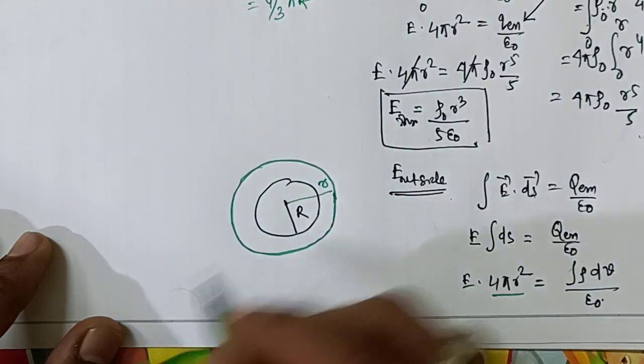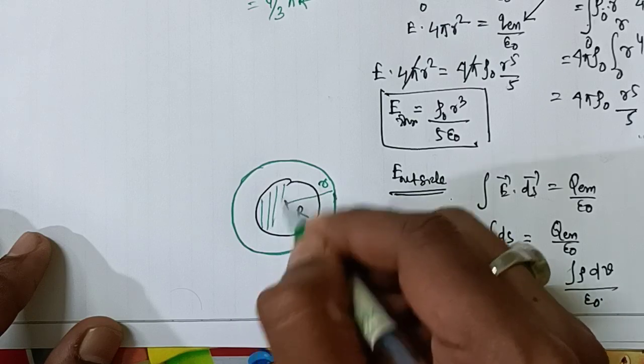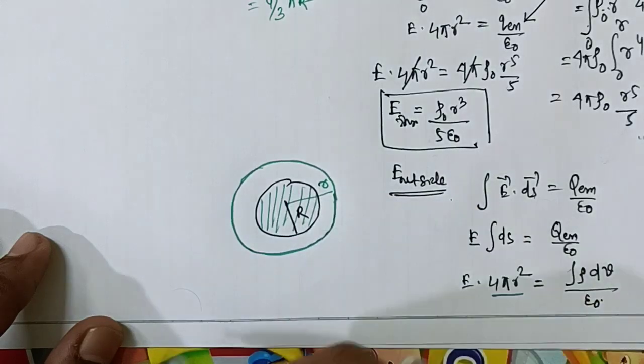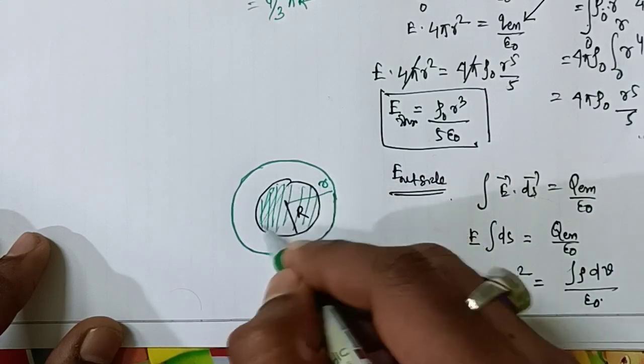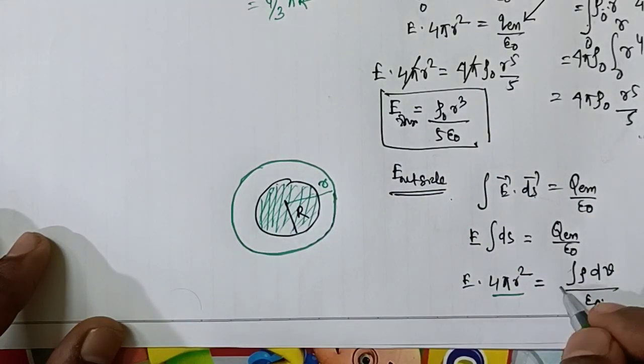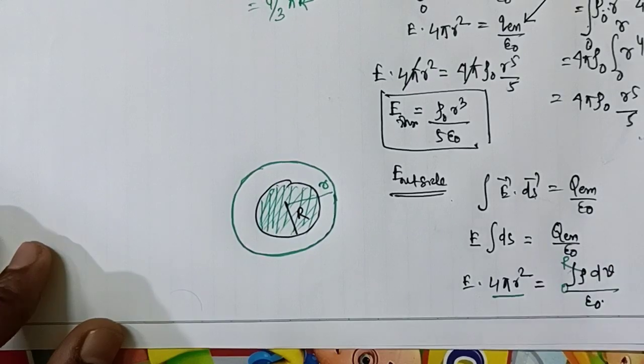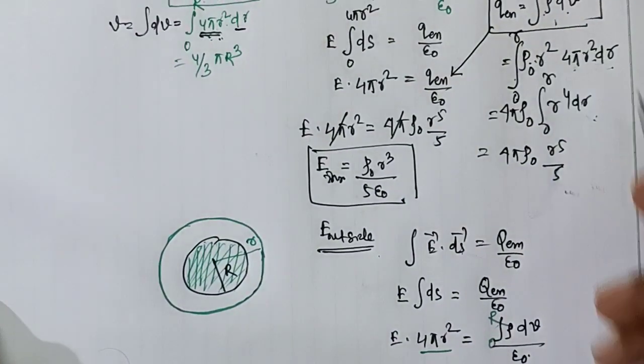This is my Gaussian surface. How much charge is enclosed? This region's charge is enclosed within the Gaussian surface. Because this is my original sphere, this is my Gaussian surface. How much charge is enclosed? This section's charge is enclosed. So the limit is 0 to R. In a similar fashion, what I have done here, I will do here.